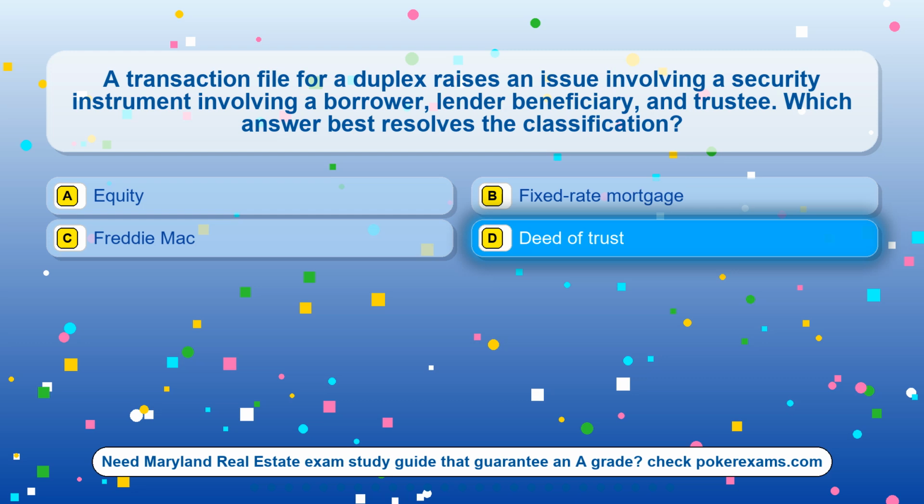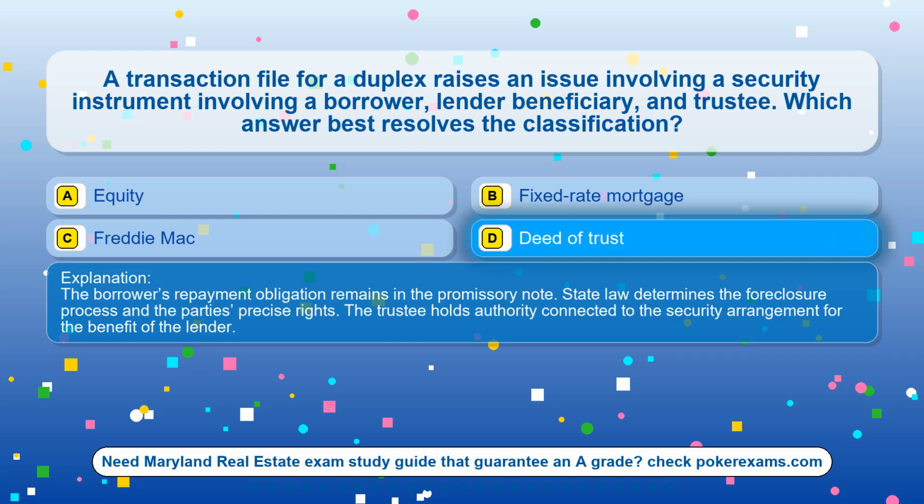The correct answer is option D, deed of trust. The borrower's repayment obligation remains in the promissory note. State law determines the foreclosure process and the parties' precise rights. The trustee holds authority connected to the security arrangement for the benefit of the lender.